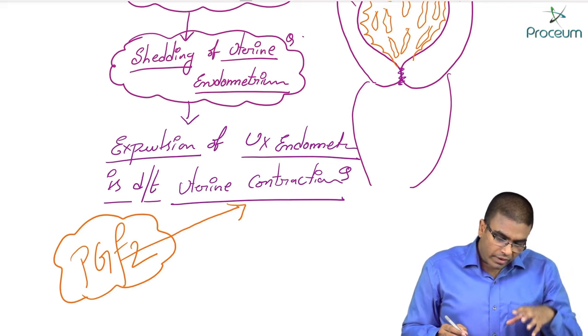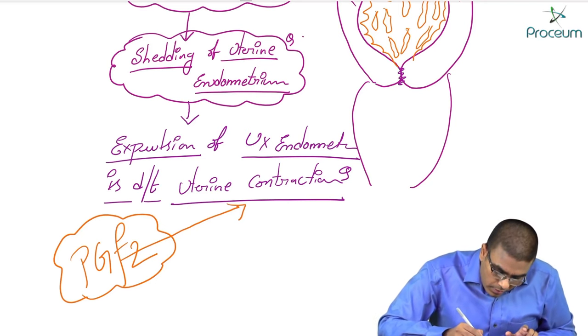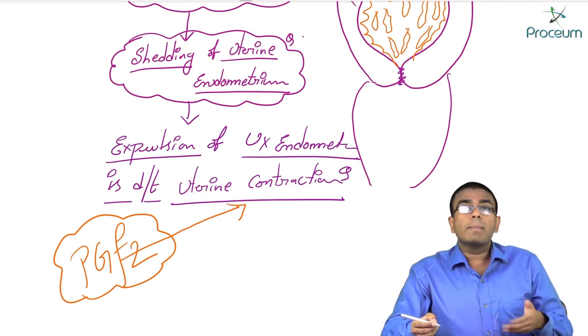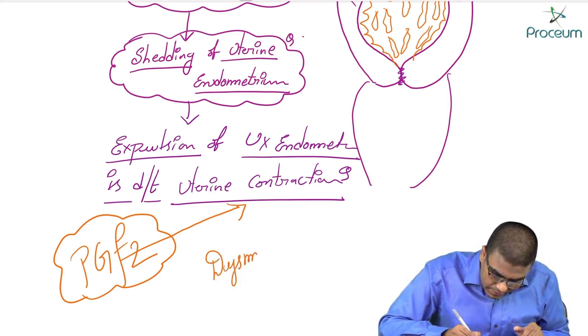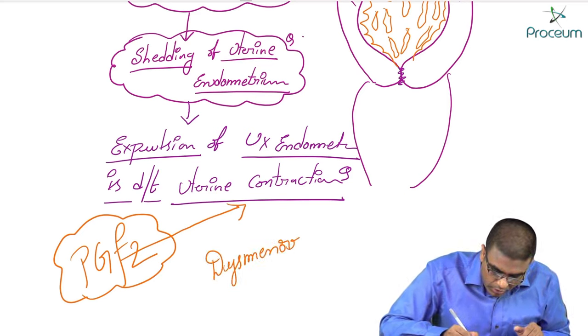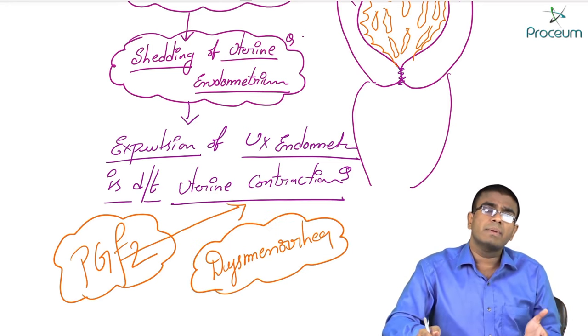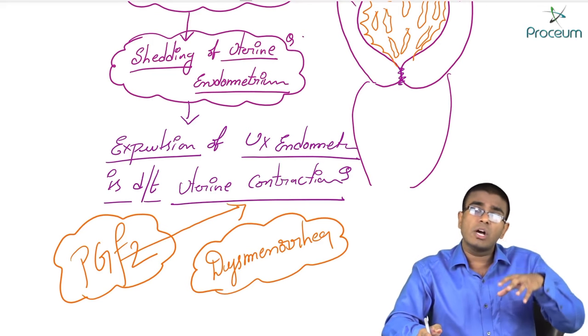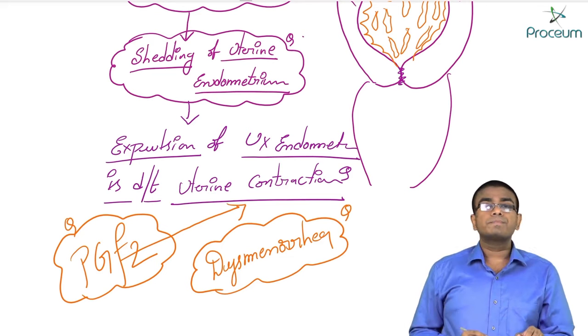Now whenever there is a uterine contraction for the expulsion of these products, there is pain. So normal menstruation is usually associated with dysmenorrhea. Normal menses, regular periods, are painful periods. Why? Because there are uterine contractions because of this prostaglandin F2.